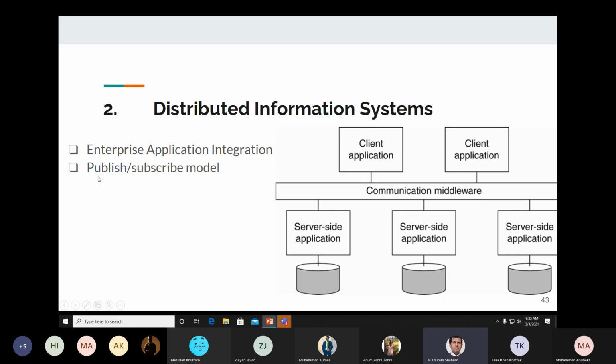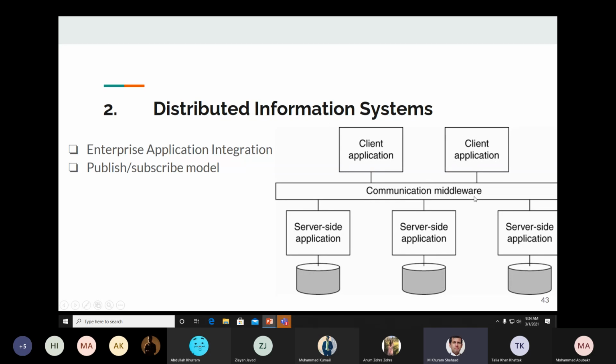So we also have enterprise application integration. This is also a distributed information system challenge. In this we have a publish subscribe model. If someone needs some service, they will subscribe to that service. And then they publish that service, saying we have this kind of service, and if someone needs it, they can request us. So there are client applications one, two, three, and so on.